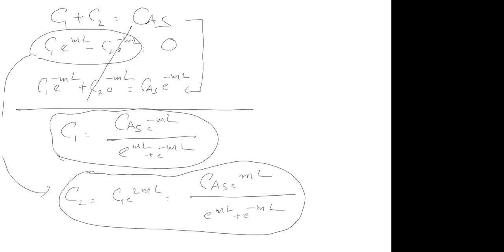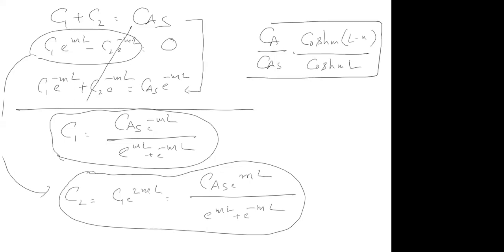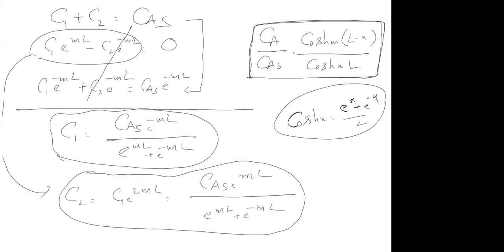Now if you substitute C1 and C2 there, what you get is CA by CAS is equal to cosh m(L minus x) by cosh mL. This is what you get. So what is the cosh x formula? Cosh x is e power x plus e power minus x by 2. If you use this formula, this is what you get. Just take some time and note it down. We will stop with this derivation and continue tomorrow in class.